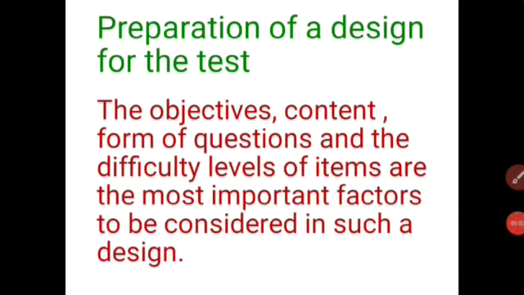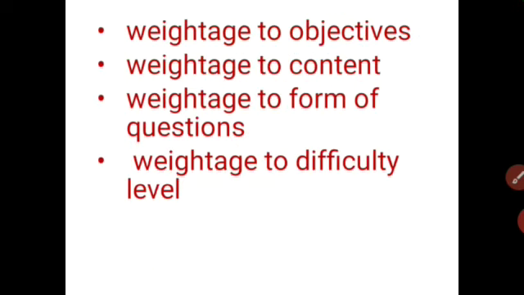The next step in the construction of an achievement test is preparation of a design for the test. The objectives, content, form of questions, and the difficulty levels of items are the most important factors to be considered in such a design. And here we are considering the weightages given to all these aspects. That is, weightage to objectives, weightage to content, weightage to form of questions, and weightage to difficulty level.